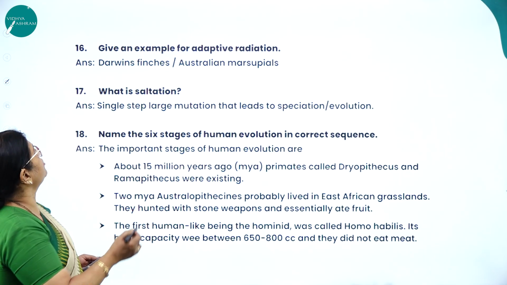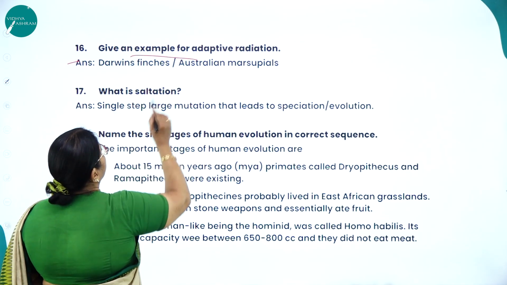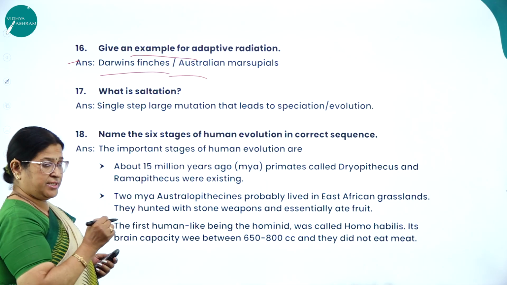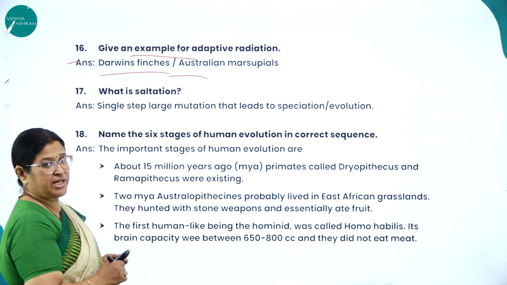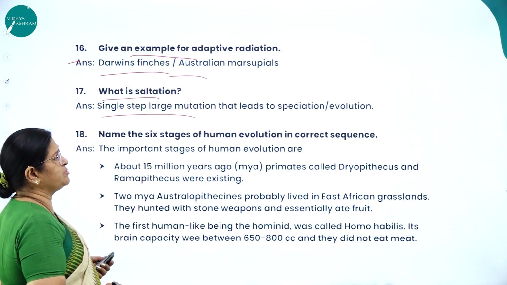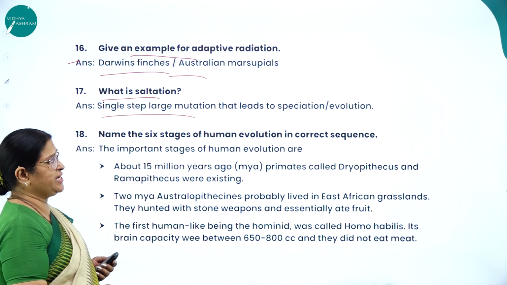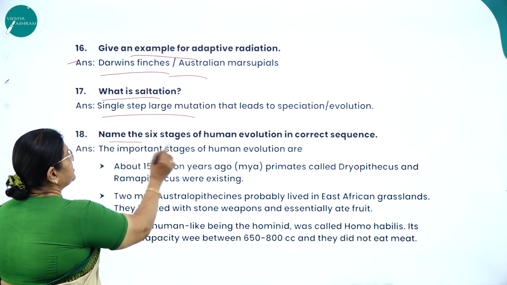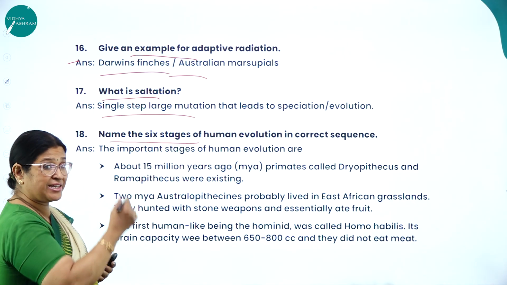Moving on to question number 16. Give an example for adaptive radiation. Already I gave, that is Darwin's finches and Australian marsupials. What is saltation? Already I explained, the single step large mutation that leads to speciation or evolution. Name the 6 stages of human evolution in correct sequence.